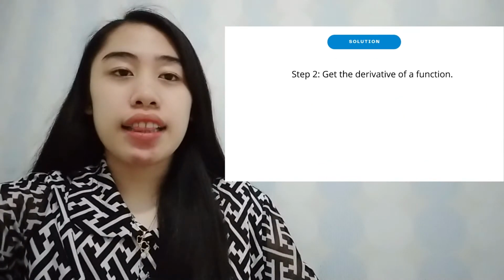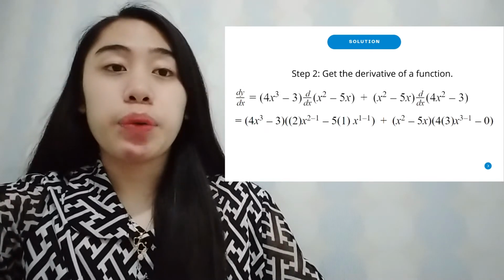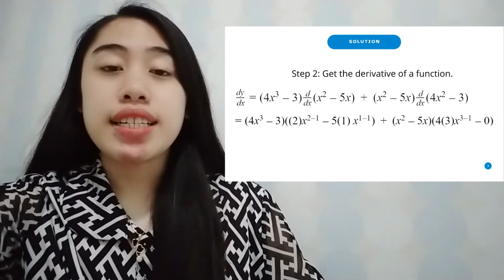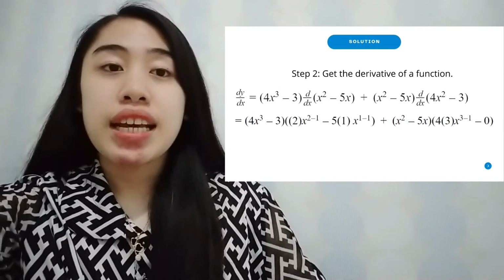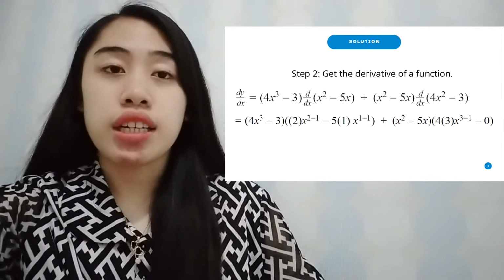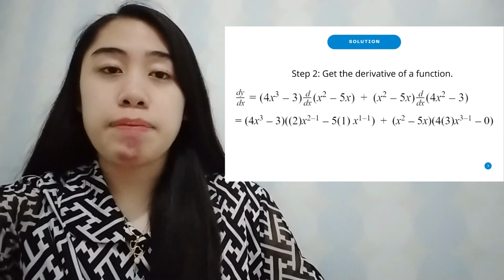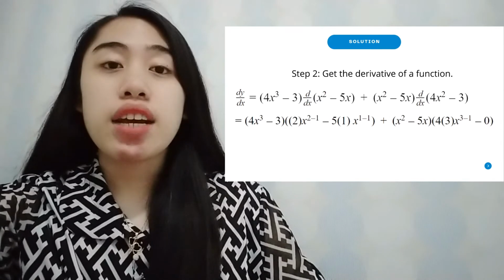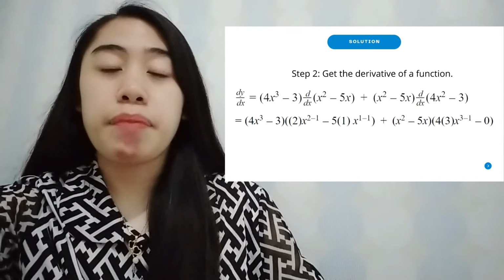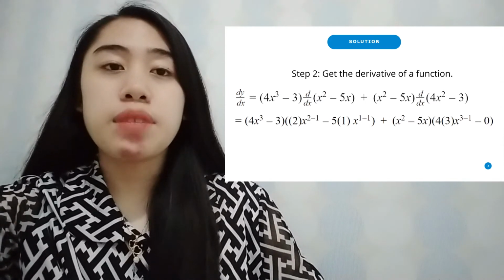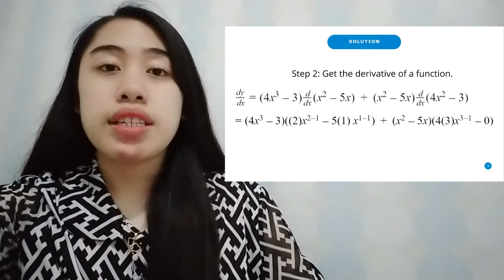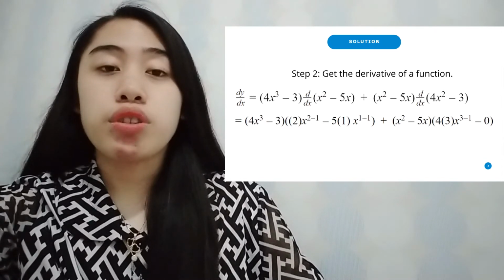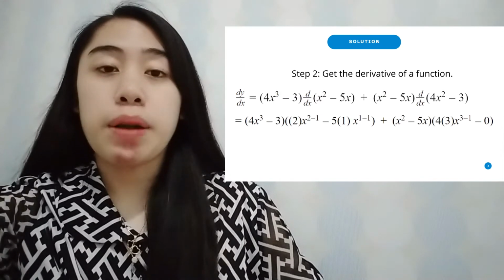We must now get the derivative of each function, so we will just copy our first term, which is the u, and to get the derivative of the second term we follow the power rule of differentiation, which is d over dx of x to the power of n equals nx to the power of n minus 1. That is, bring down the exponent and subtract 1 from the exponent, making it 2 times x to the power of 2 minus 1, minus 5 times 1x to the power of 1 minus 1.